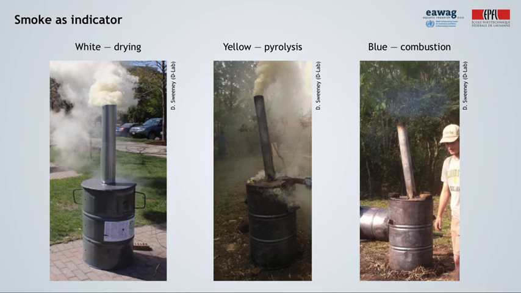How do we know when the reaction is finished? Look at the smoke. In traditional charcoal making, 3 stages can be characterized based on the color of the smoke emitted: drying, white smoke; pyrolysis, yellow smoke; and process completion of char combustion, blue smoke.